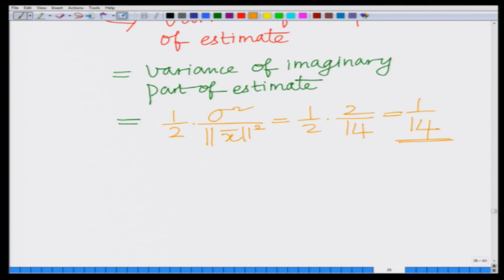So, what we have done, we have seen a simple example in which the net variance of the estimate of the complex parameter is basically 1 over 7, and the variances of each of the real and imaginary parts are equal to basically half of this net variance, that is half of basically 1 over 7, that is 1 by 14.